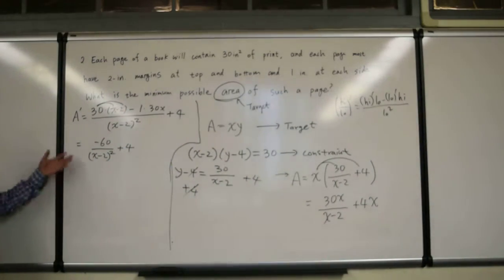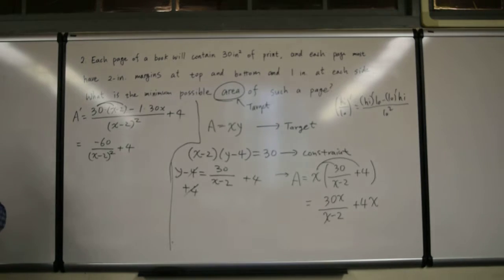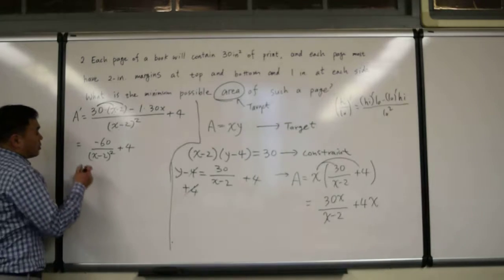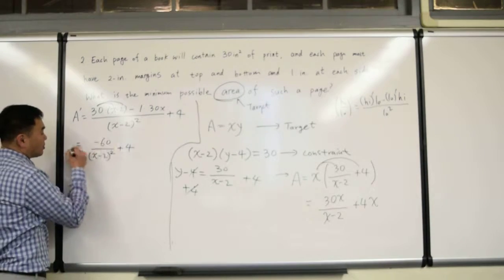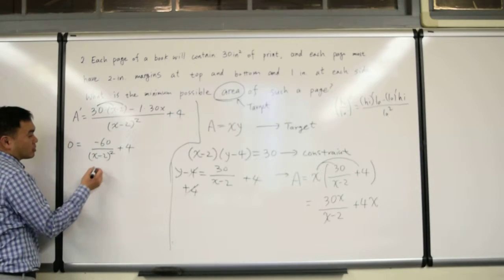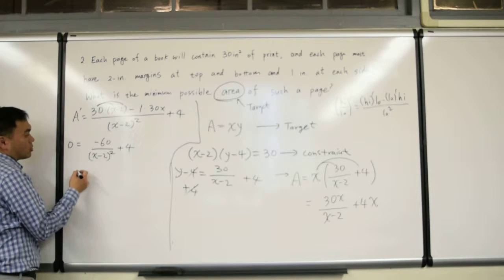Okay. So that's the derivative. What do we look for now? To find the minimum, what are we looking for? We have to find the critical number. Okay. So set this equal to 0. Let's solve it.